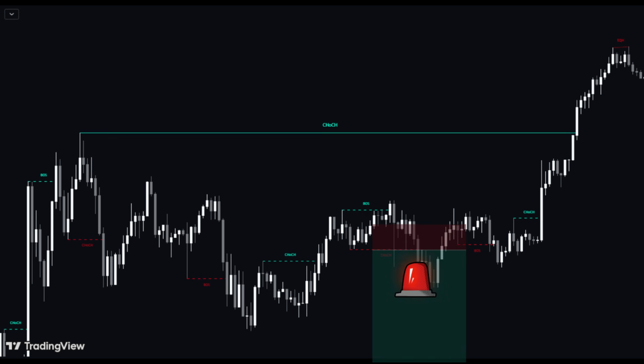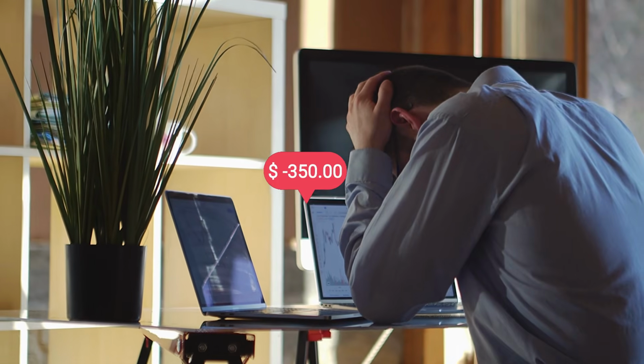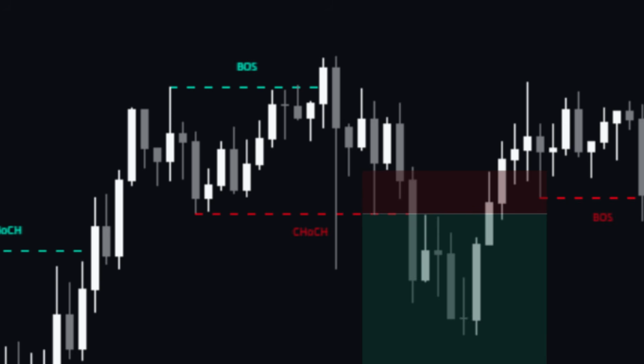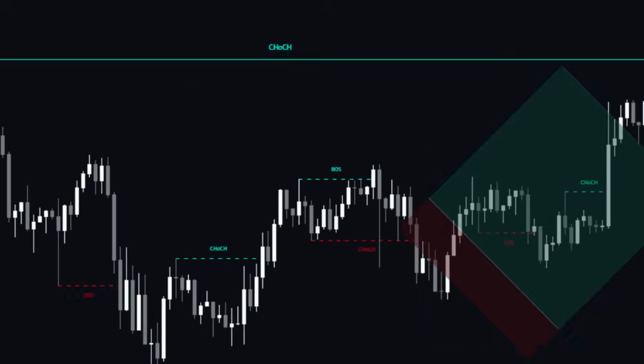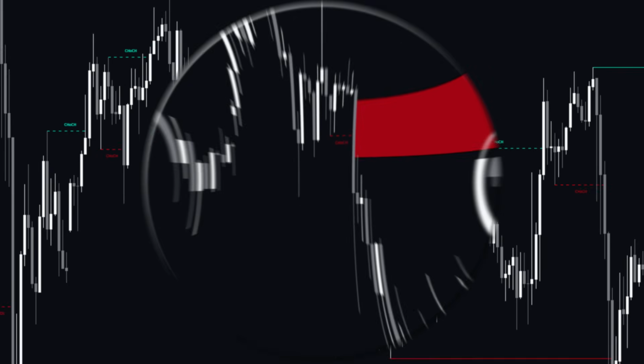Why does this matter to you? Because the number one reason retail traders blow their accounts is by getting faked out and trading against the macro trend. By separating internal noise from swing structure, this feature instantly auto-finds the correct, high-probability direction for your setups without you having to manually draw a single trend line. It literally gives you a map of the market.